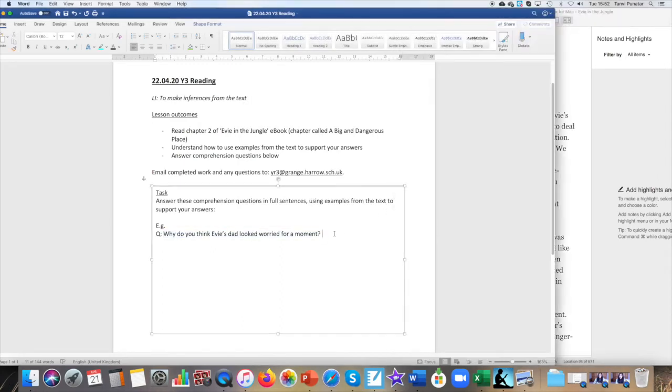So when I write my answer now, I need to make sure I write in a full sentence using the words of the question. I think Evie's dad looked worried for a moment, those are the words of the question, because he was scared of the idea that Evie wanted to go to the Amazon.